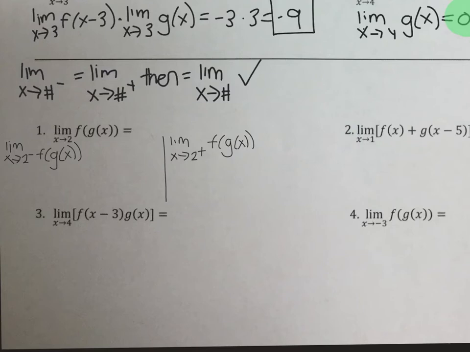So to start, on the left side, I still have to apply composite properties to it, right? So what I'm going to do is take the limit as x approaches 2 from the left of g of x and figure out what that number is. And when I do that, I'm just looking at the left limit for g of x as it approaches 2. That's going to be 1. So I know that this 1 is going to be my new input value for my outer function.